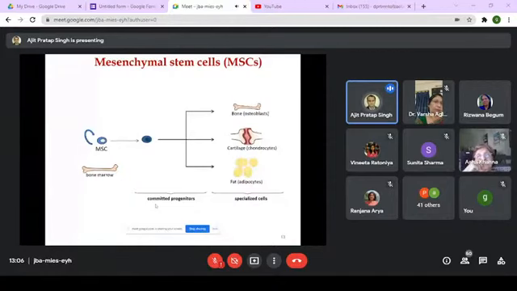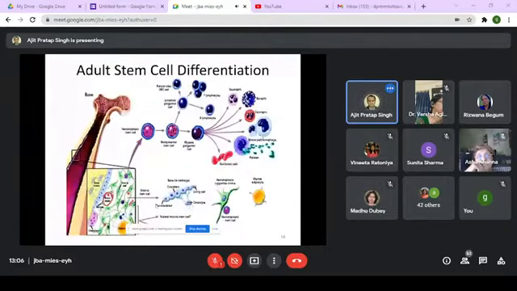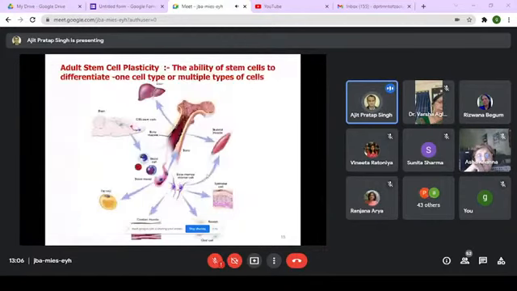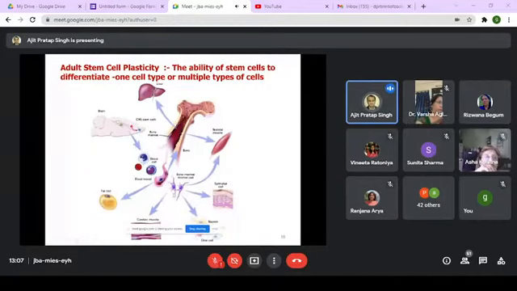The stem cells follow two pathways of differentiation. One is normal differentiation, and another is transdifferentiation or plasticity. In normal differentiation, the bone marrow stem cells are converted into lymphocytes, T lymphocytes, B lymphocytes, neutrophils, basophils, and all these. In case of plasticity, these bone marrow stem cells can be converted not only into B cells and T cells, but also into liver, brain, fat cells, cardiac cells, neurons, or epithelial cells. This is a very important property. It means an adult stem cell, say the mesenchymal stem cell, can be differentiated into a brain cell also by giving some specific media to them.